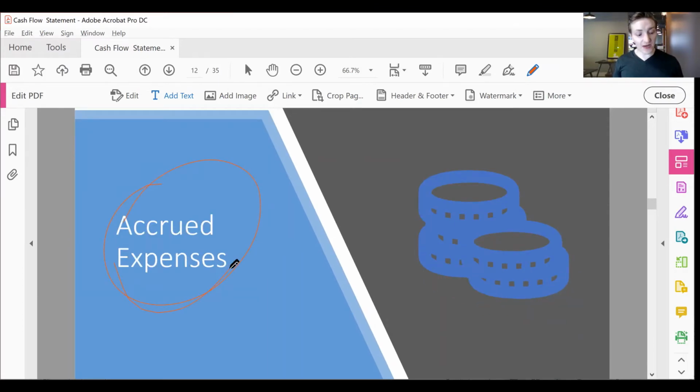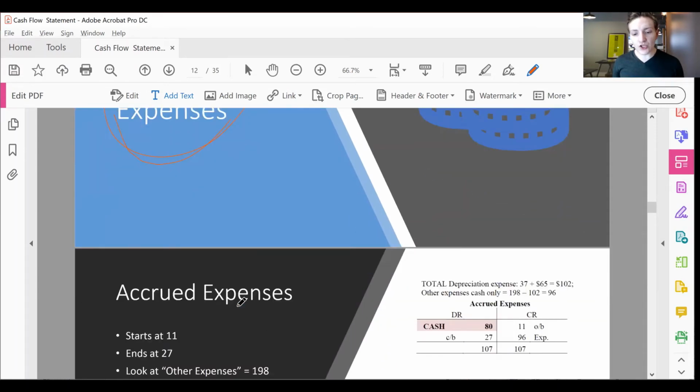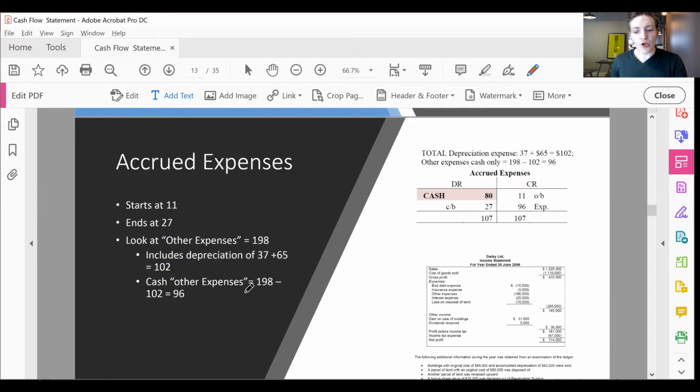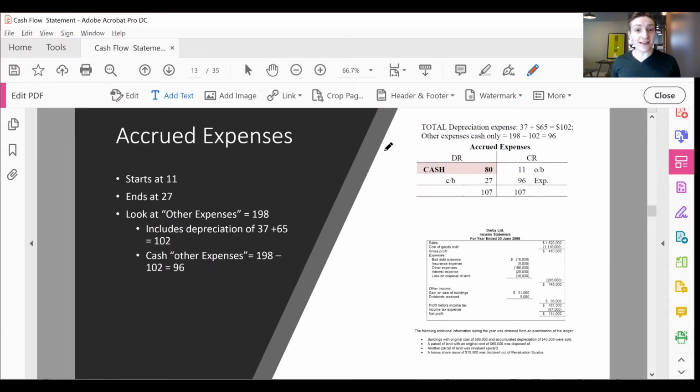So accrued expenses basically pertains to other expenses that we've accrued potentially period to period, some of which will pay off, some of which will accrue. The way that these would be accrued is by virtue of the other expenses within our income statement. So if we look at our accrued expenses here, what we can do is look at where these things are coming from. So the accrued expenses start at 11 and they end at 27. We can see this just by reading it off our balance sheet.